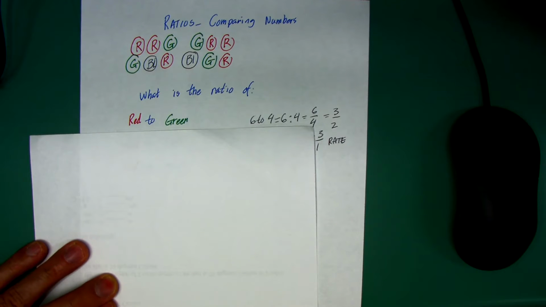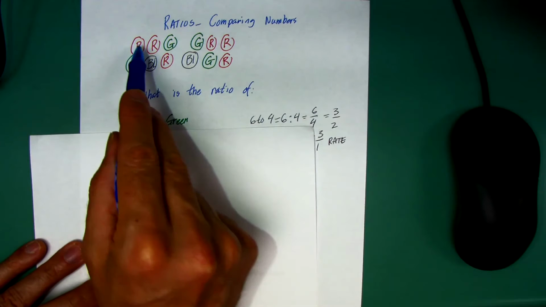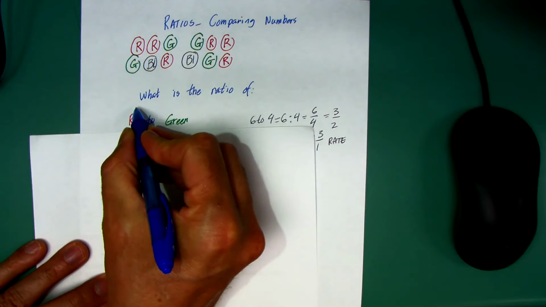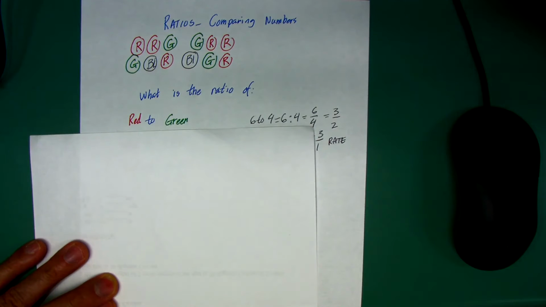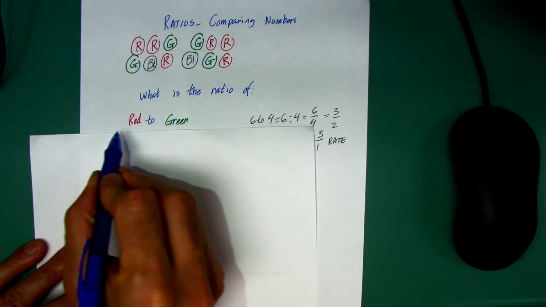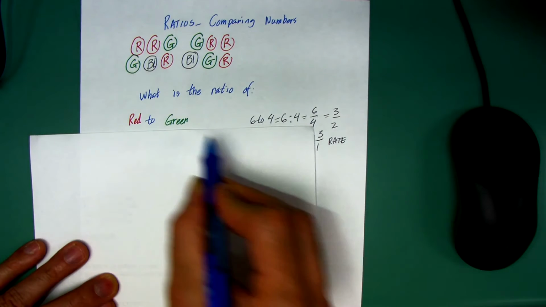the easiest way to make sure you get these problems right is to first write what they are asking in words. So in this case, red to green. And then the next thing I do is count how many red circles there are: 1, 2, 3, 4, 5, 6. I would write that number right above the letter if I can write on what I'm using. Same thing with the green: 1, 2, 3, 4. I put a 4. So now my ratio of red to green is 6 to 4.